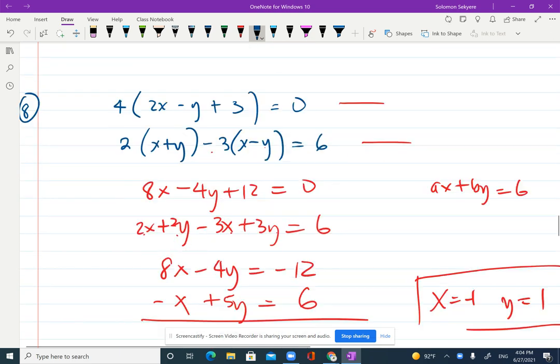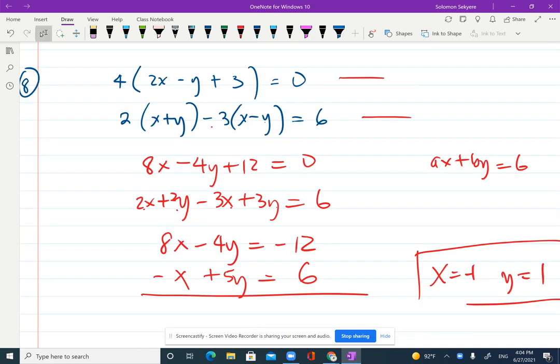What about this number 8? Okay, if you look at it, still not in the standard form. There's 4 multiplying the top, and then we have parentheses that we need to remove. If you multiply 4 by the top, it becomes 8x minus 4y. Okay, 4 times 2 is 8. 4 and then 12 equals 0.